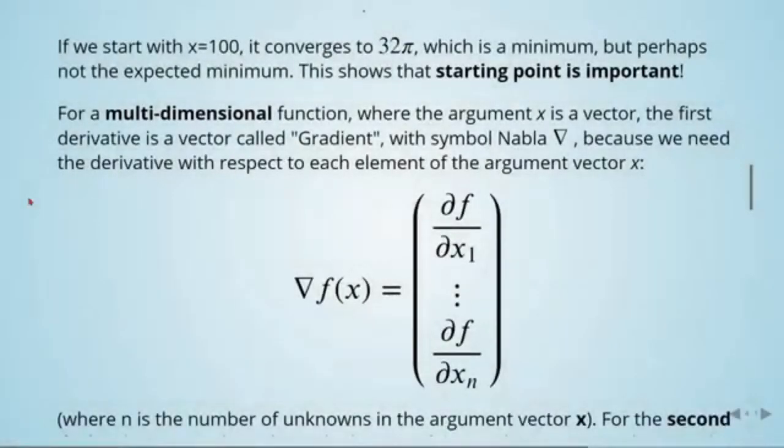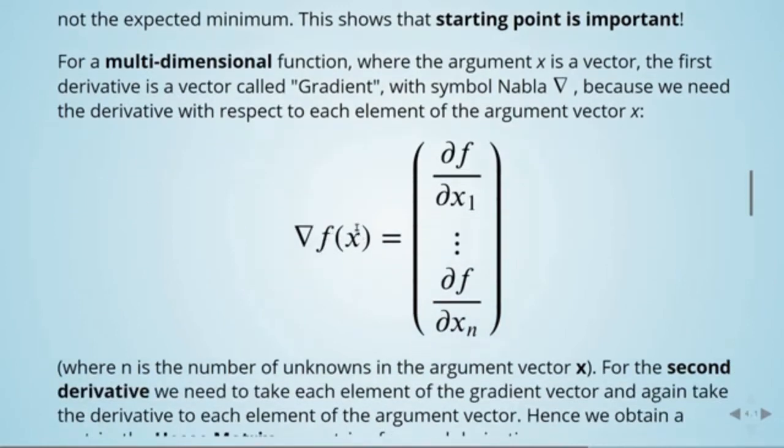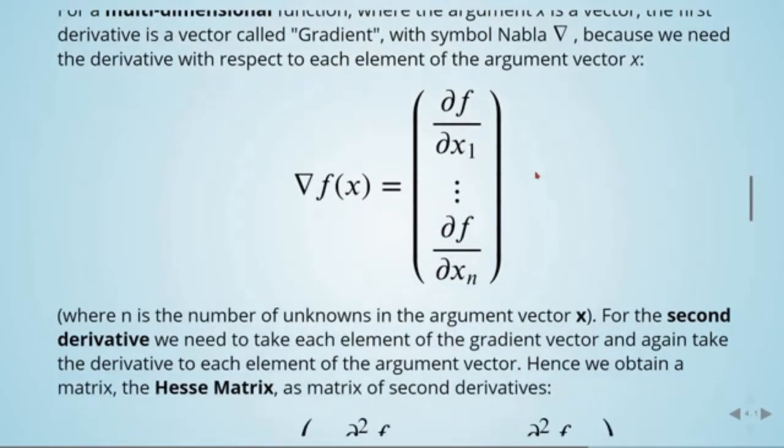For a multidimensional function, where the argument x is a vector, not a number, the first derivative is a vector called gradient, and it has the symbol nabla. And now we need the derivative with respect to each element of the argument vector x. So this is our function. This is not a number now, this is a vector. So the gradient of this function is given by this vector here, and we have the derivative of the function with respect to x1, x2, and so on and so forth until we reach xn, where n is the number of unknowns in our vector x.